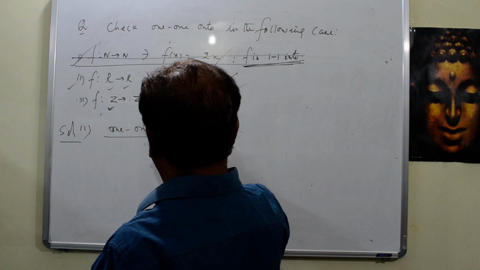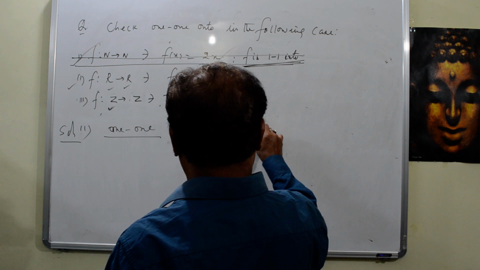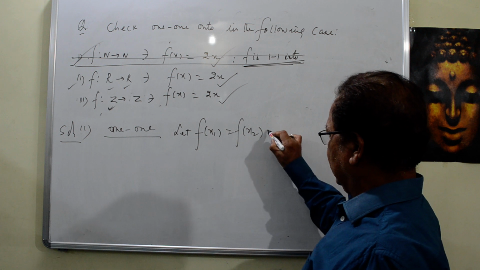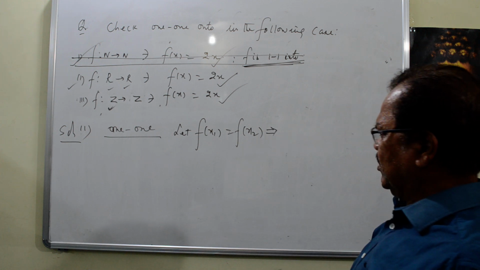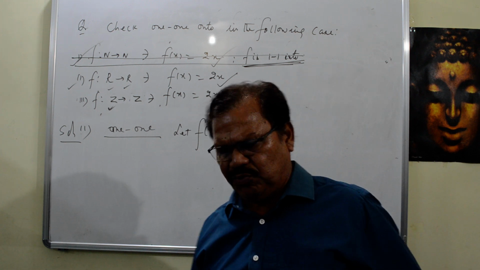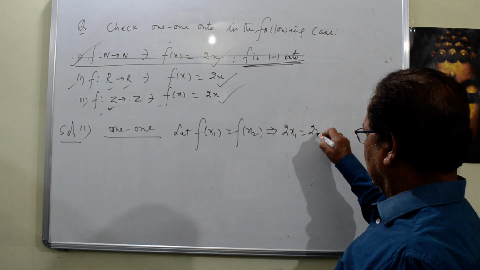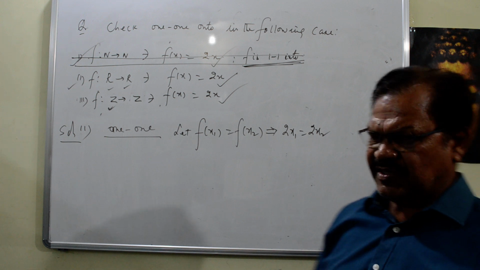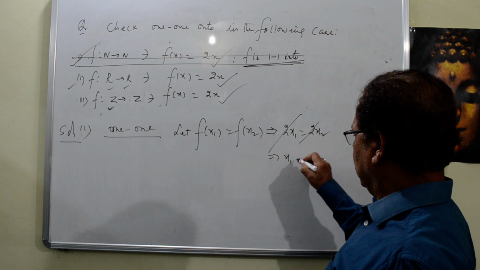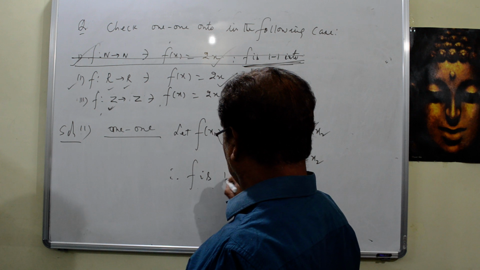How? Let f(x1) equal f(x2). My intention is to make you free in answering the question as far as possible. I have taken the same images. Image of x1 is the same as image of x2. In that case, 2x1 is equal to 2x2. Now it is very much clear that 2 is cancelled out. So x1 is equal to x2. So this implies that f is 1-1. You can give the conclusion like this.